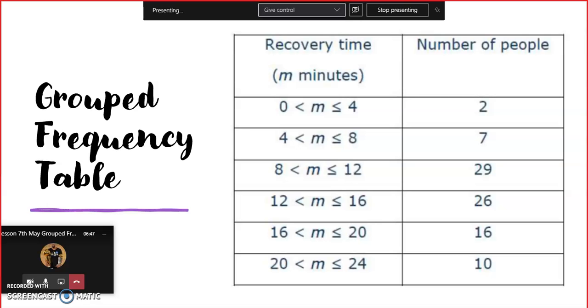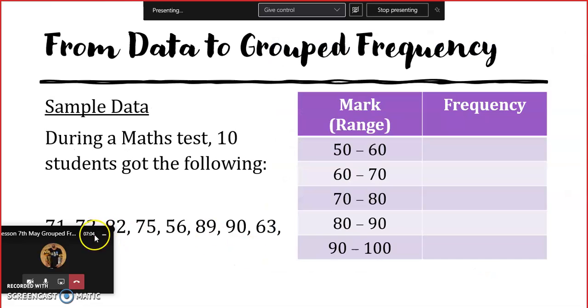So today we'll talk about how we generate a grouped frequency table from the raw data, and then we'll also talk about how to analyze it by finding the mean and mode. Okay, so let's look at the data here.